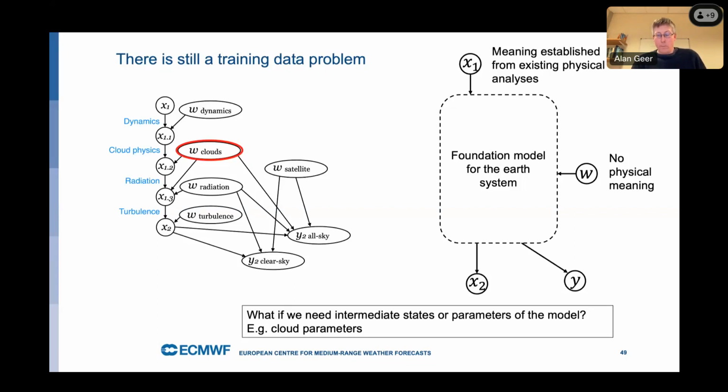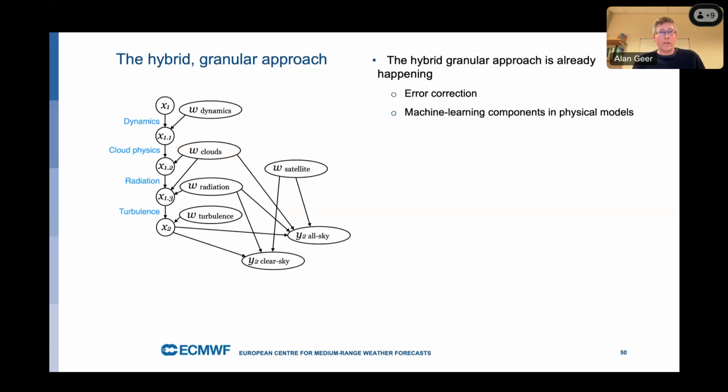You could make them part of the state, in which case you'd have to learn their meaning from an existing physical analysis, or you could take special purpose observations, for example, of those cloud parameters like the cloud shapes or something, but you need a special aircraft to make those measurements in situ, and it's quite hard to turn that into training data. So the hybrid granular approach for me is the way forward. You're probably clear from the presentation, and it's happening already.